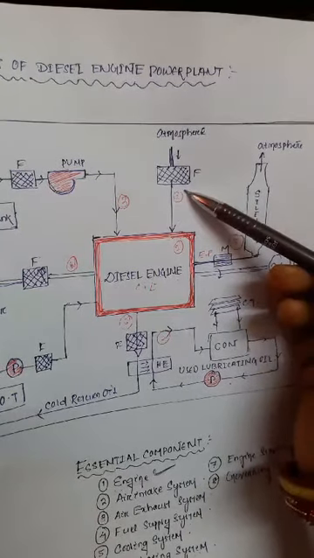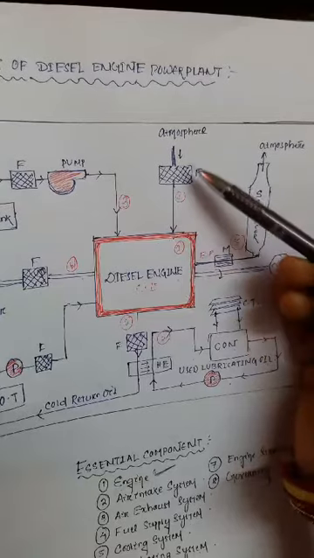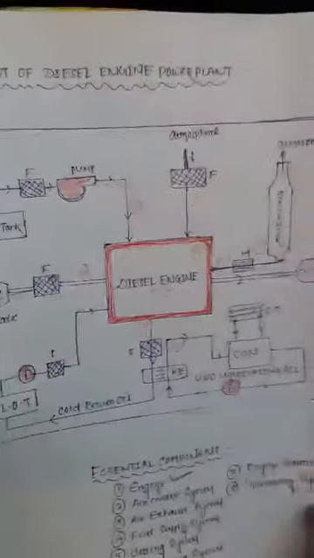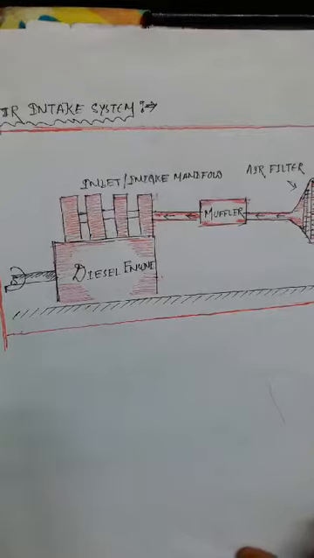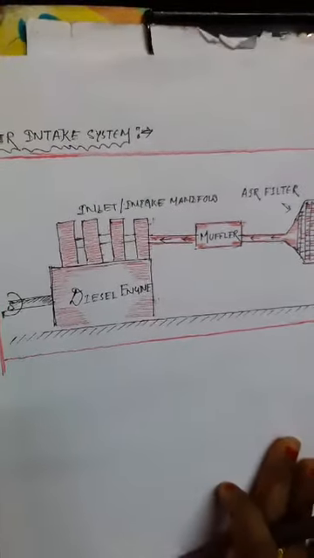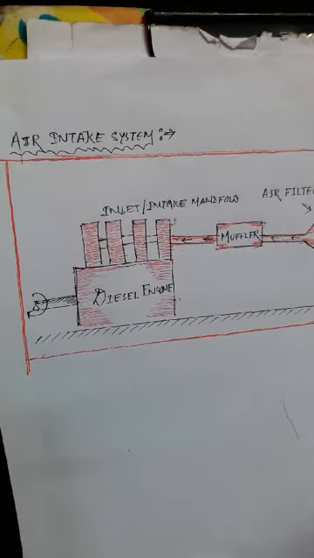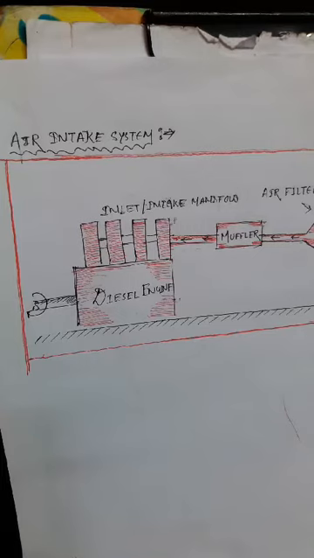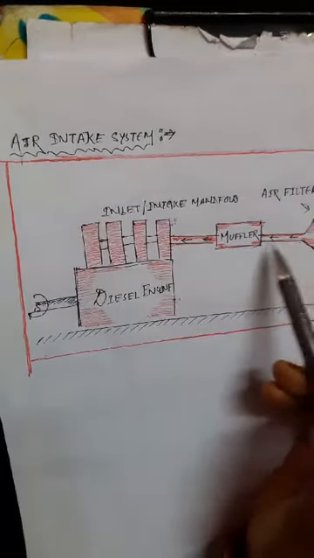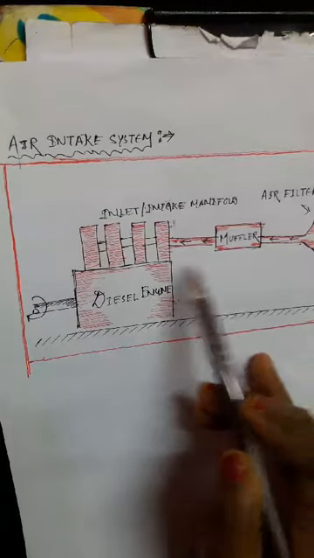The second essential component is your air intake system. Okay, I'm just briefing the air intake system here. Just see the zoomed figure of your air intake system. What is the meaning of air intake system? Generally, air intake system means the air supply path, how the atmospheric air will be supplied, or conveyed as fresh air through pipes or ducts to the inlet manifold.